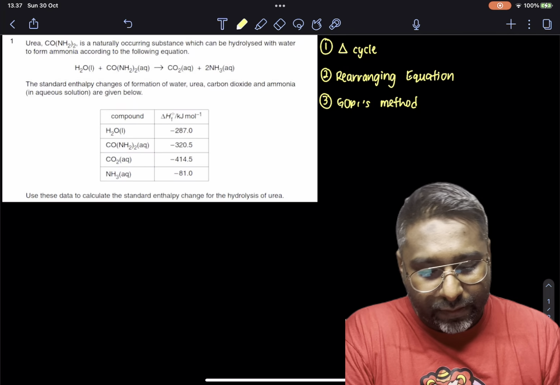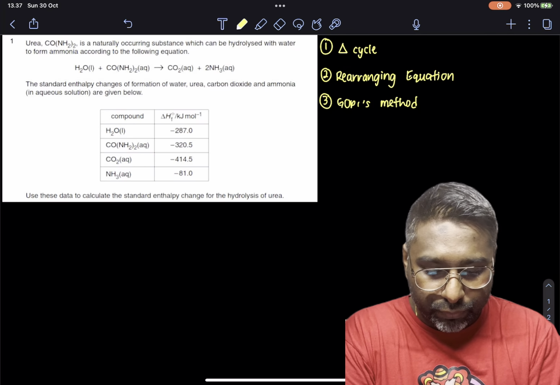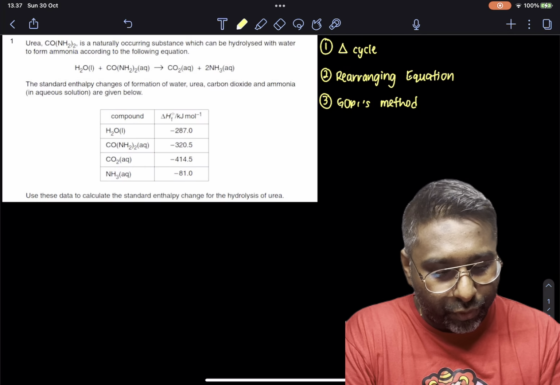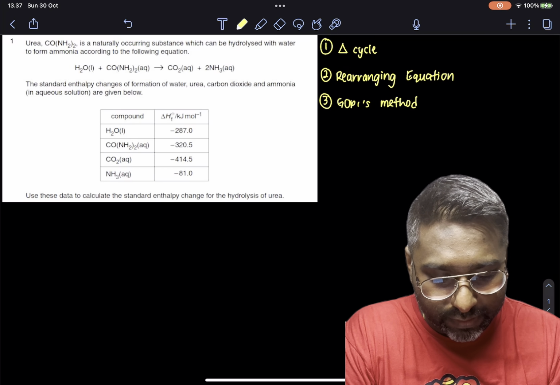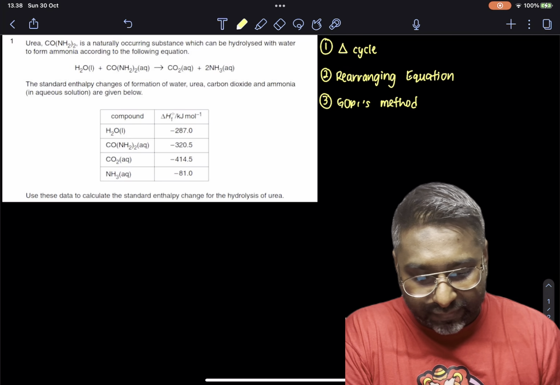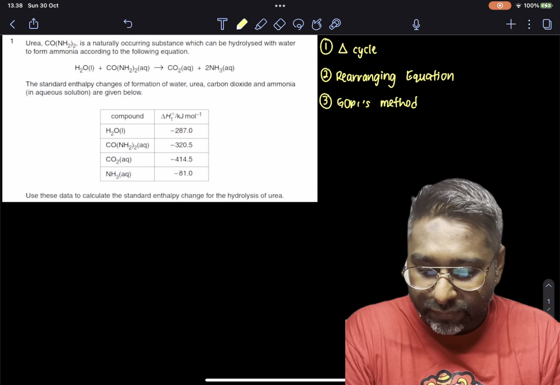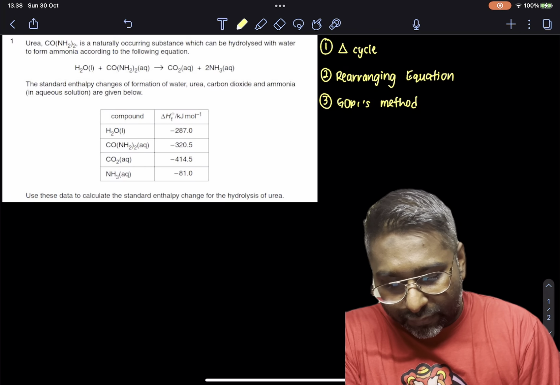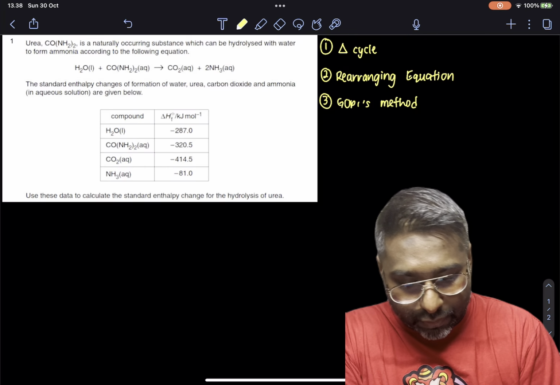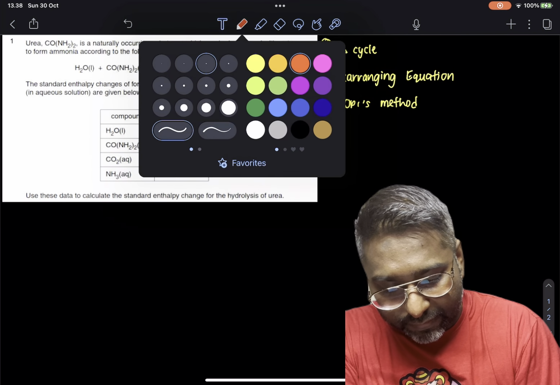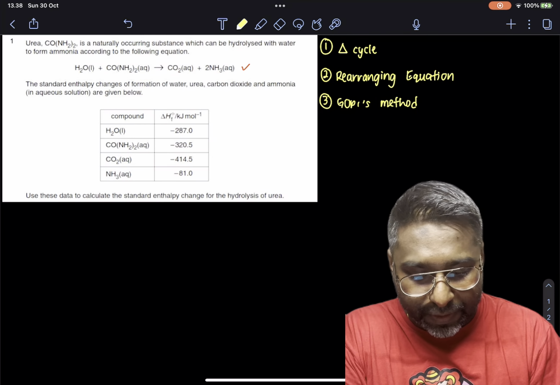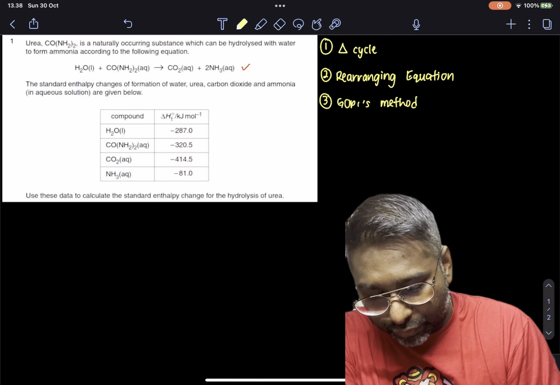Let's look at the same question. I'm going to go through the same question, and we are going to apply the three methods. So let's look at the cycle. Let's construct the cycle over here. First of all, we will start with the equation. The given equation in this question is this, so we are going to copy that equation. I'm going to rewrite the equation.